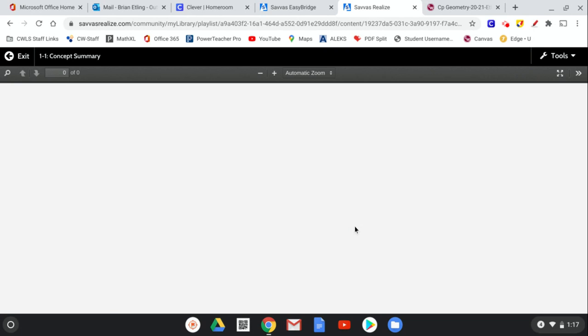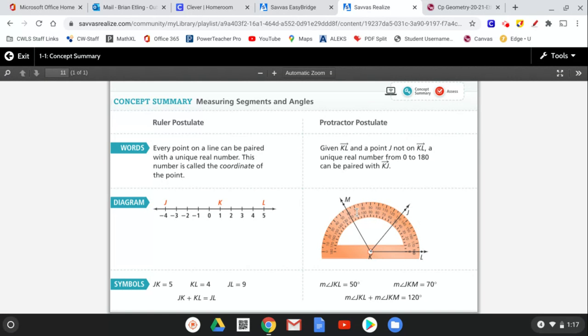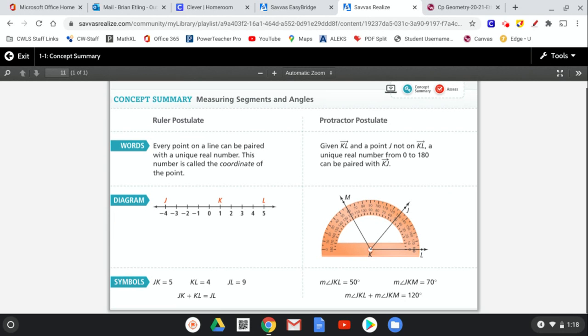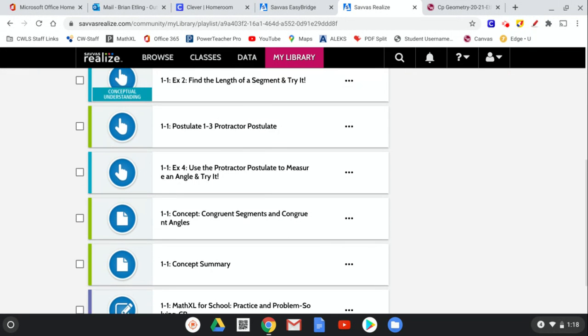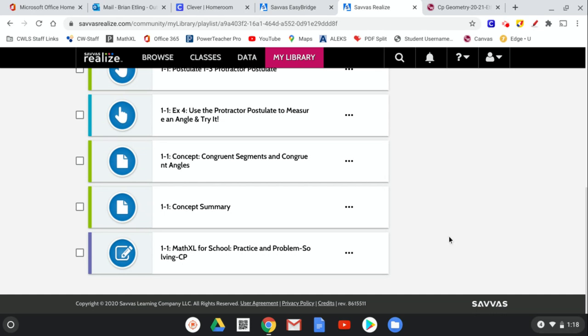And then lastly, this is just for you guys to look over. It has the ruler postulate, it has the protractor, and it shows how to solve a problem with a protractor and a ruler. So if you're struggling on the homework and need to look back, that's fine. It's here for you. Guys, obviously, if you'd gone through it yourself, you probably could have clicked through it a little bit easier. I just wanted to make sure you understood it pretty well.